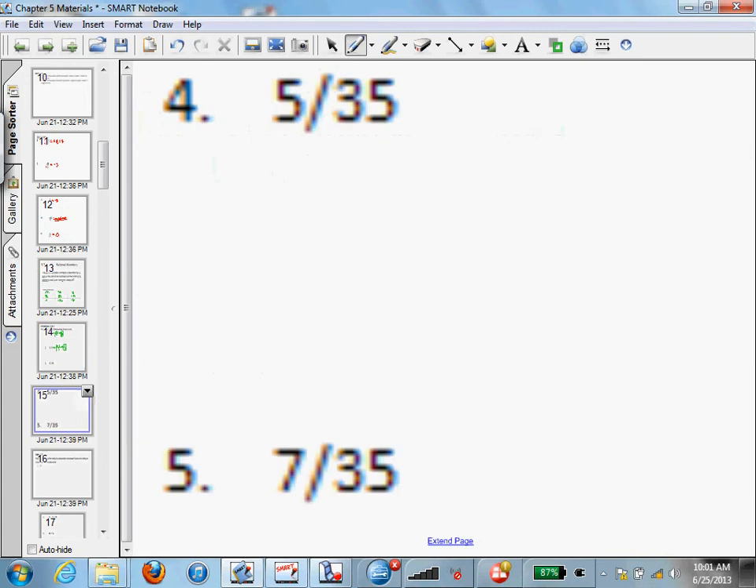If we continue our pattern with number 3, that's 5 over 35. Think of 5 as the product of 5 times 1, over 35. Think of that as the product of 5 times 7. What's going to happen here? The 5's will actually cancel out, leaving you with the fraction 1 over 7.